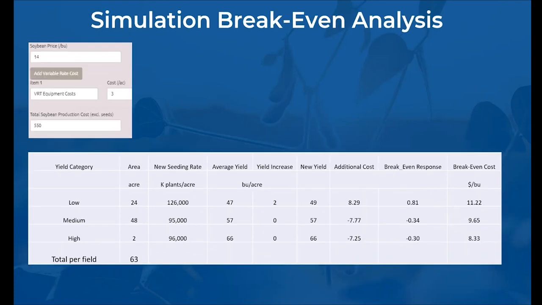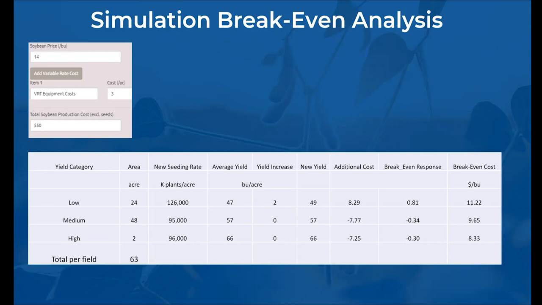Then we'll move to the break-even analysis for this example. Once again, soybean price 14, just the one variable rate equipment cost of $3 per acre, and a soybean production cost of $5.50. Once again, the low zone is the only one we expect a yield increase in of 2 bushels per acre, with that additional cost of $8.29. So we need a break-even response of 0.81. In other words, our break-even cost there, then what we need the soybean price to be is $11 per bushel.